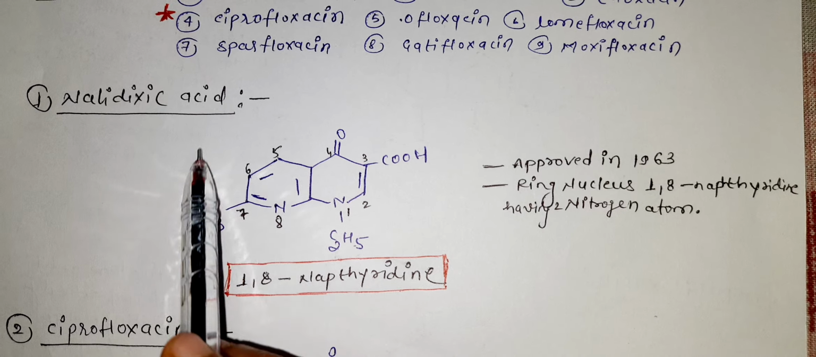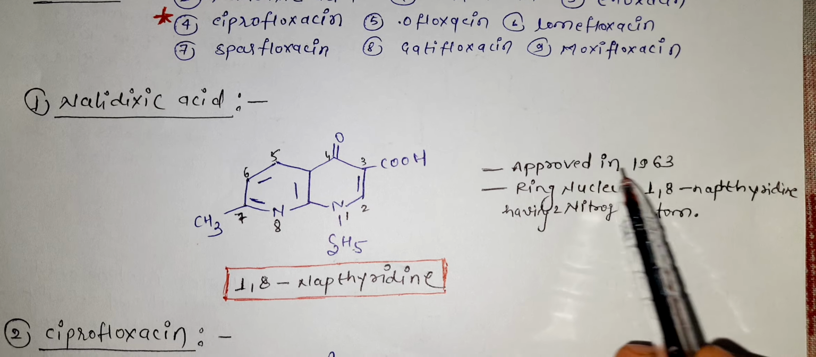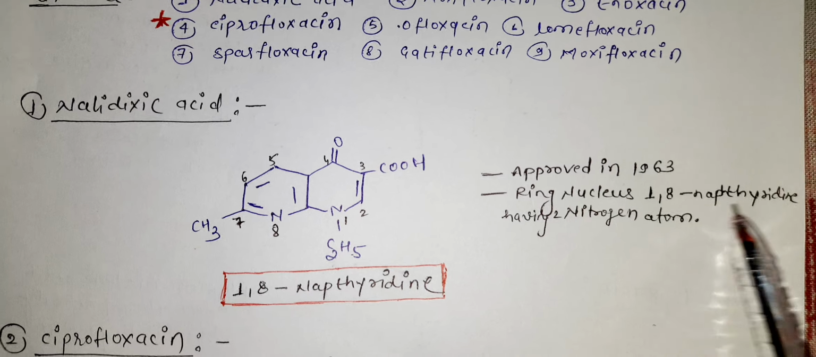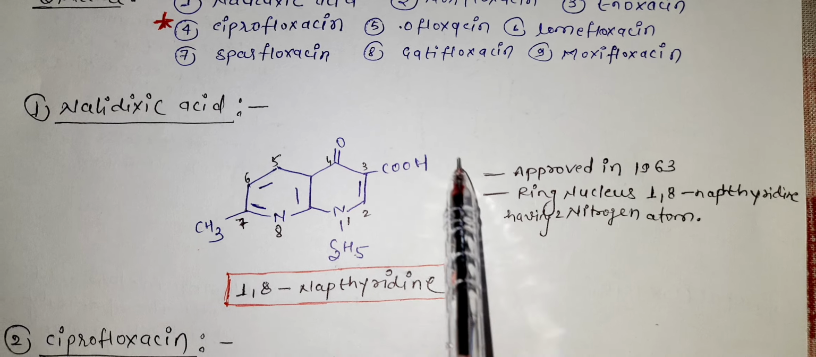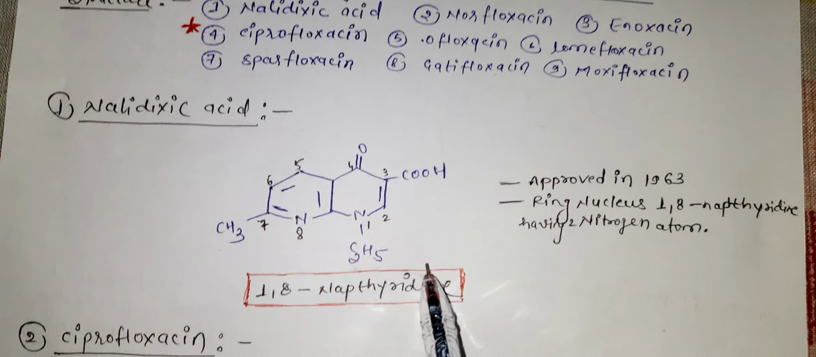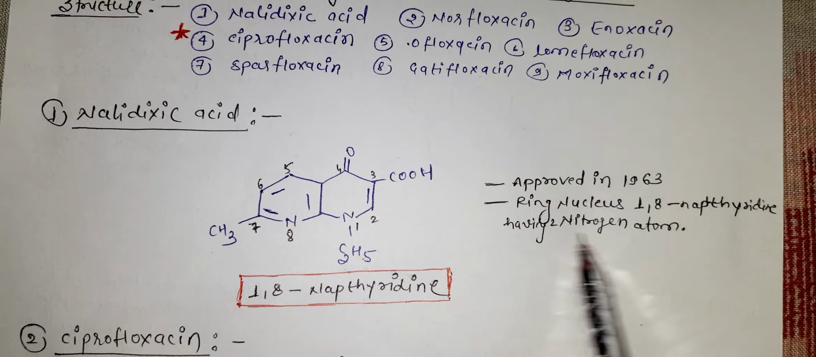So this is the structure of Nalidixic acid, and it was approved in 1963. The nucleus is 1,8-naphthyridine having 2 nitrogen atoms. So this ring is not a fluoroquinolone derivative. This is the 1,8-naphthyridine derivative having 2 nitrogens.